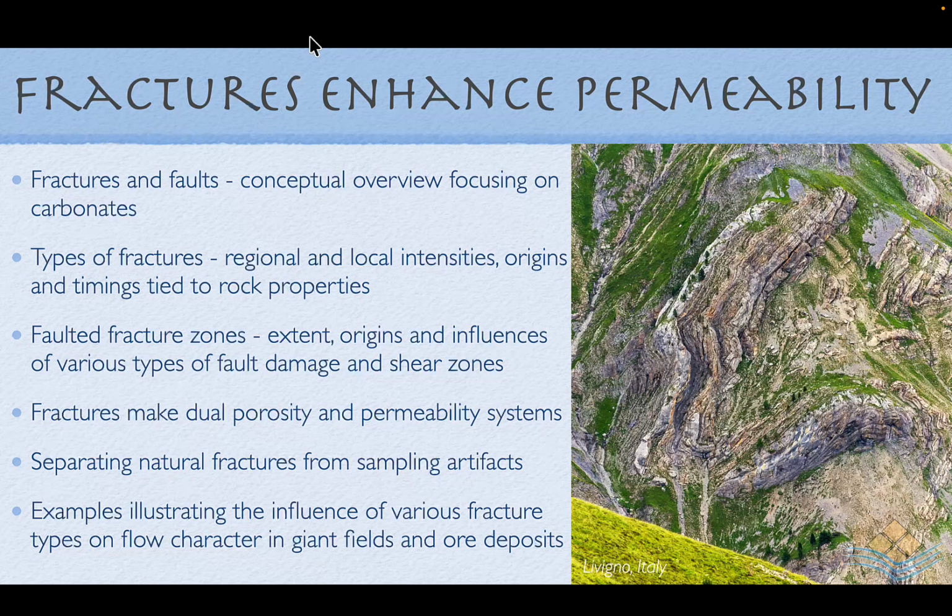Following that, we'll look at faulted fracture zones, the extent, the origins, and the influences of various types of fault damage and different styles of shearing on the flow capacity and the nature of the distribution of fracture intensities and preferential flow directions in a subsurface carbonate. That's because fractures make for dual porosity and permeability systems, where the fractures contribute to the nature of the flow.